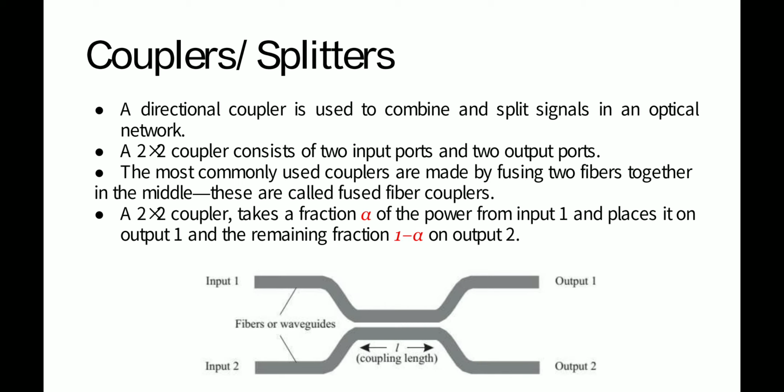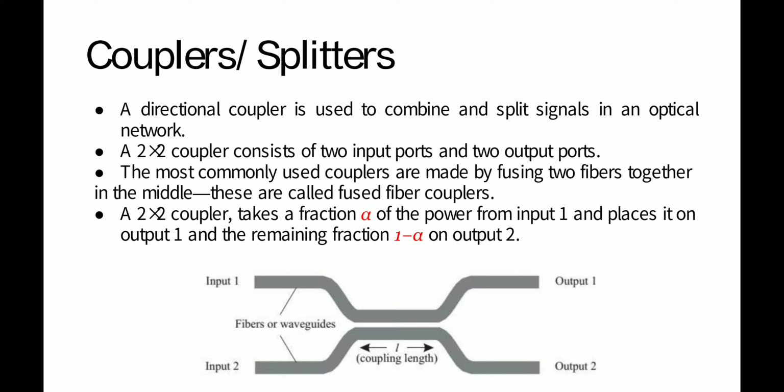The first component is couplers or splitters. We have seen directional couplers in microwave, isn't it? What was the function of that directional coupler? It is used to couple the electromagnetic energy to two different components. Similarly, these couplers or splitters are also used for coupling the optical energy to one or more output ports.